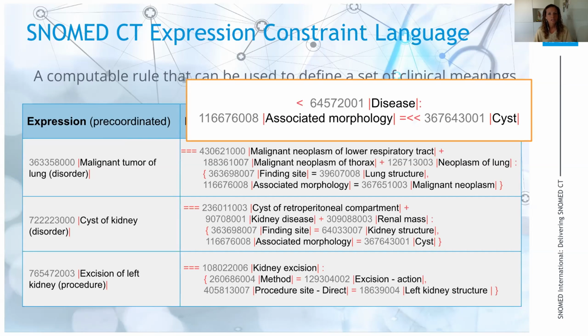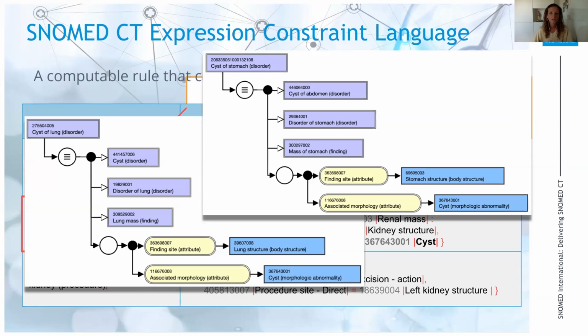Another example is the expression constraint retrieving all subtypes of disease that have an associated morphology attribute with a value that is equal to the concept cyst or any subtype of cyst. And out of our three example concepts here, the concept cyst of kidney would be included in the result set because this concept is a subtype of disease and it has an attribute matching the criteria of an associated morphology of cyst or a descendant thereof. Other concepts that would be included as well are concepts such as cyst of stomach, cyst of lung. As shown here, you can see that both of these concepts are types of disorders and they both have an associated morphology of cyst.